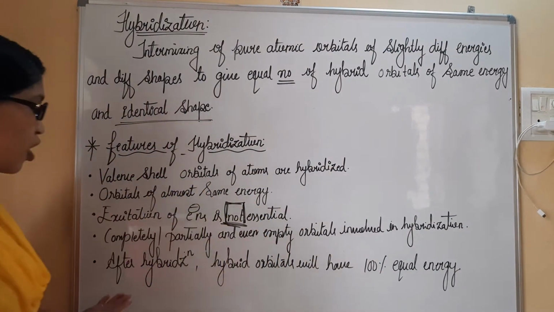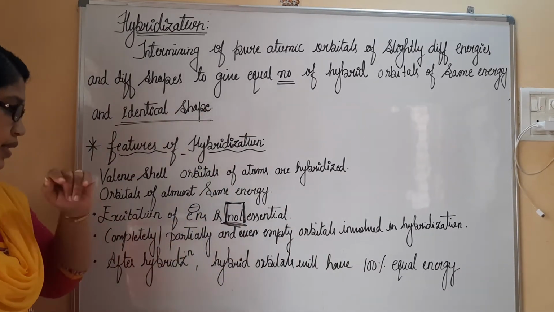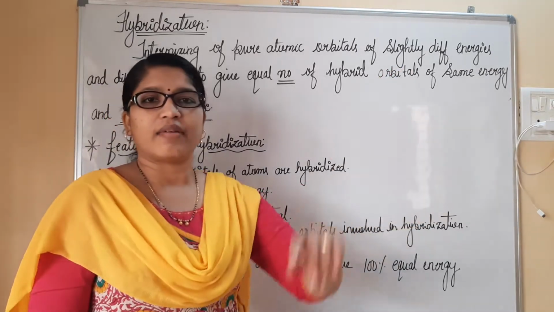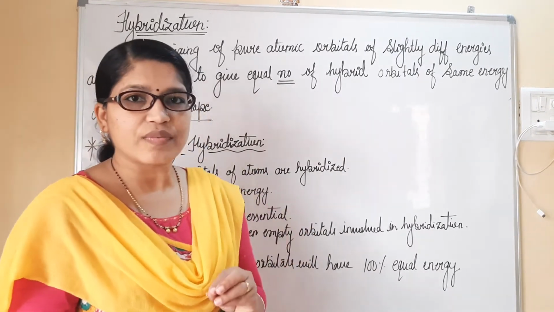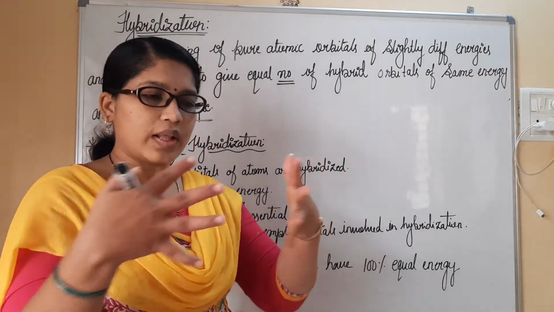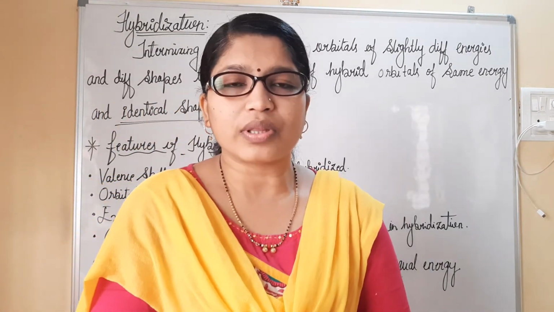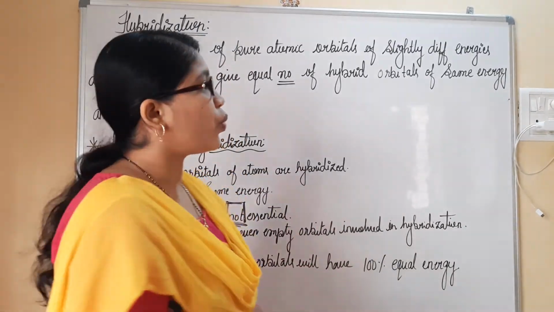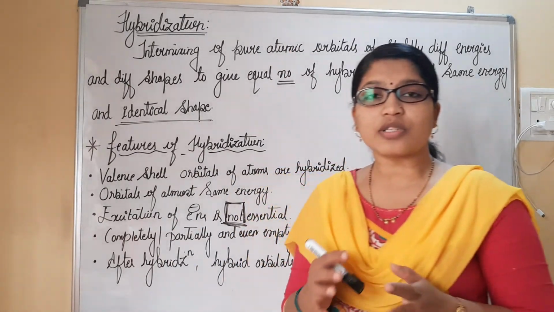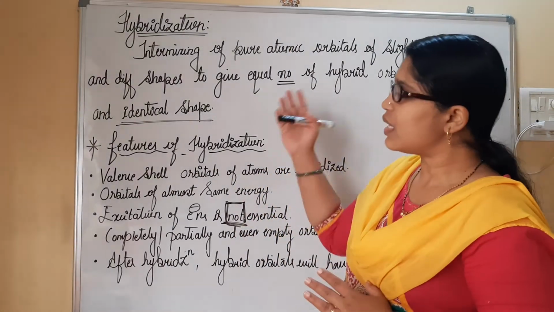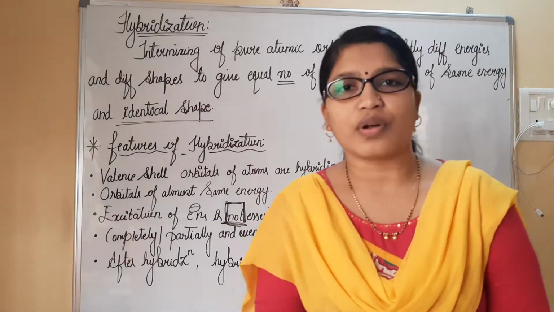Then, after hybridization, they are telling these are the features before hybridization. Once hybridization is done, hybrid orbitals will have 100% equal energy. Before, we saw there was a slight difference in the energy. Once they get hybridized, once they intermix with each other, they ought to have the same energy for both the atomic orbitals. This is the theory part of the hybridization process. When we consider some examples of hybridization, we will understand these points in detail. These seem to be very important. Do copy this. We'll go for the example part.